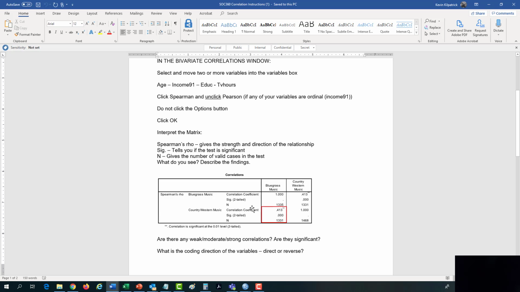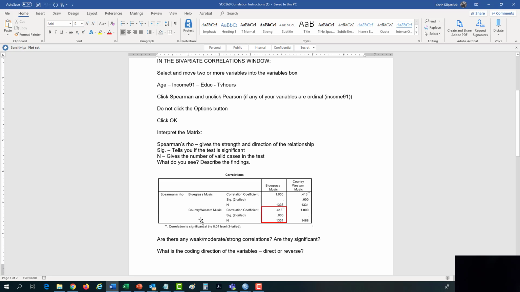The coefficient for this relationship is positive 0.413. So there's a positive direct relationship. As your fondness for country western music goes up, it also goes up for bluegrass music. The next number, 0.000, is the number for significance, and that is definitely less than 0.05.